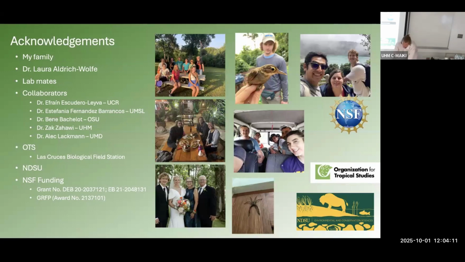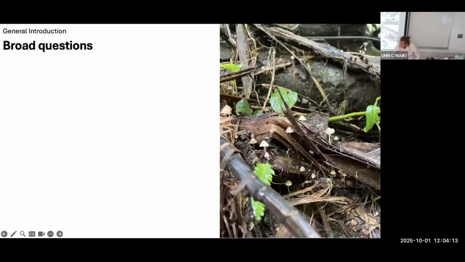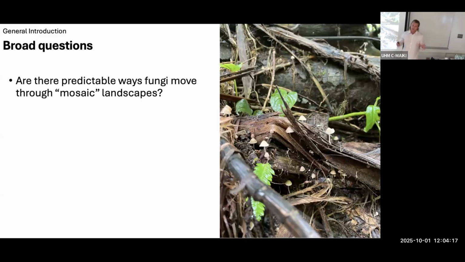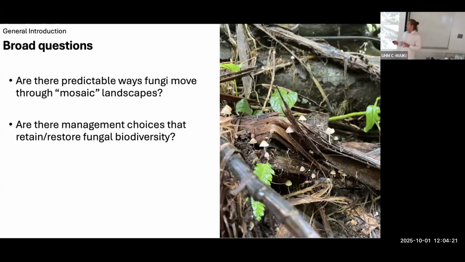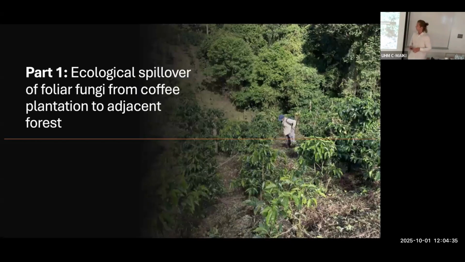So the broad questions that underlie this work are: are there predictable ways that fungi move through what I call mosaic landscapes? And are there management choices that can retain or restore fungal biodiversity in areas where agriculture and forest meet? Both within the context of present agricultural land and restoring forest on what was once agricultural land.